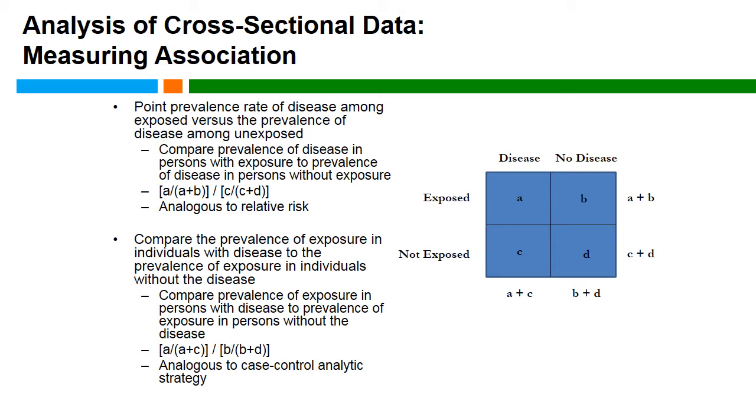An alternative approach to this would be to compare the prevalence of exposure in individuals with disease to the prevalence of exposure in individuals without disease. This is more similar to the case control analytic strategy. So using the same simple 2x2 table that you see on the slide, this calculation would be A over A plus C, that's the rate of exposure among the diseased individuals, and we're going to compare that to B over B plus D, the rate of exposure among individuals without disease.